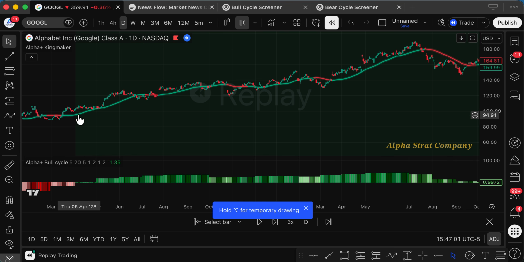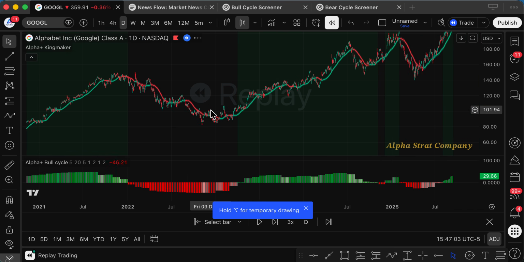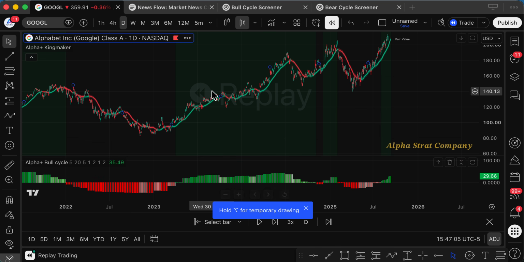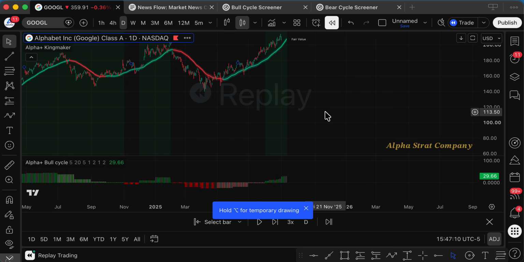But if you're just like, hey, I want to ride it from here until the bull cycle is 100% over, then you just want to focus mainly on this. As soon as it starts turning red and this starts turning black, that's when you would get out.